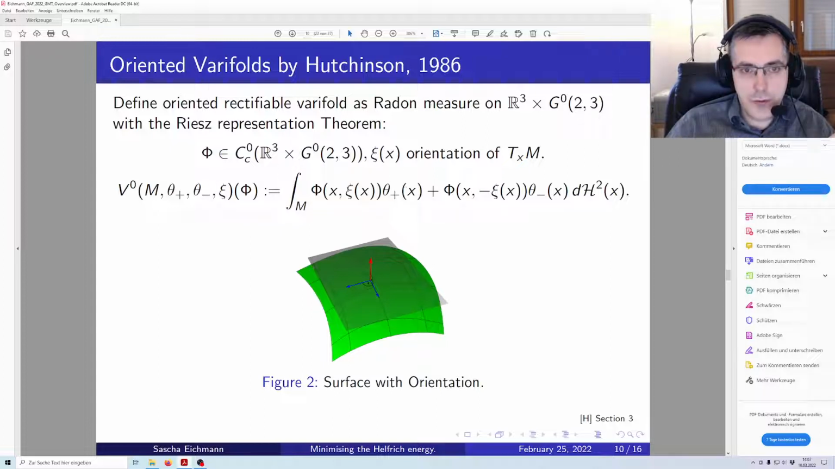So, in the first term over here, the orientation is the same as the given orientation, and therefore we're using the density theta plus. If the density is opposite to the given orientation, we plug in a minus sign here to reflect that, and we're using the density theta minus. And this is an oriented rectifiable varifold.